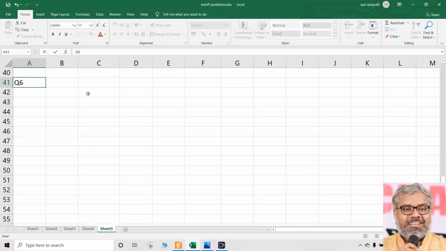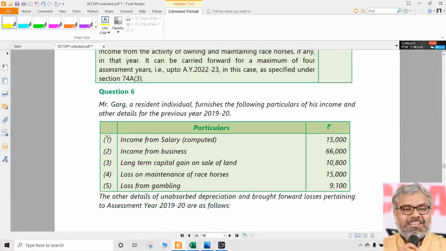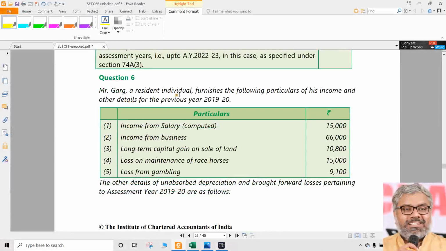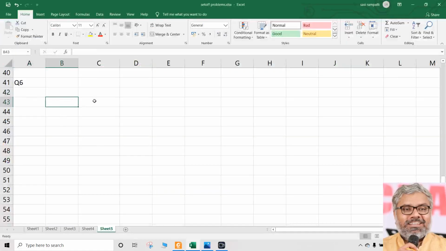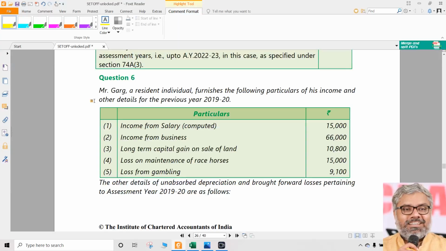In question number 6, the details of Mr. Garg are given, who is a resident individual, and so many details related to this particular individual are given. Look at each of them one by one. Income from salary computed 15,000. So we are just taking it directly here as income from salary. That is a head of income that we have. Then we don't have any other loss and all.